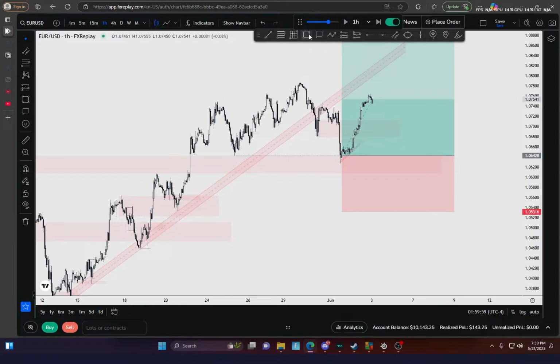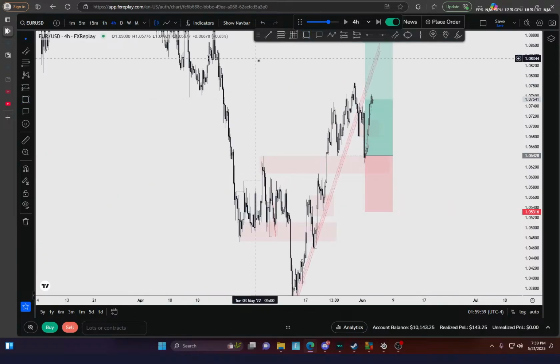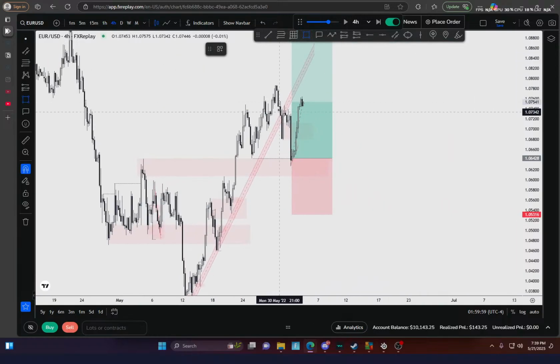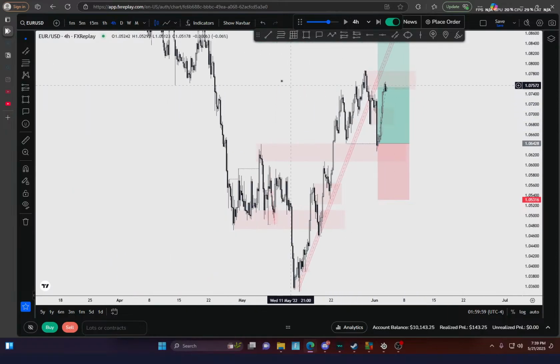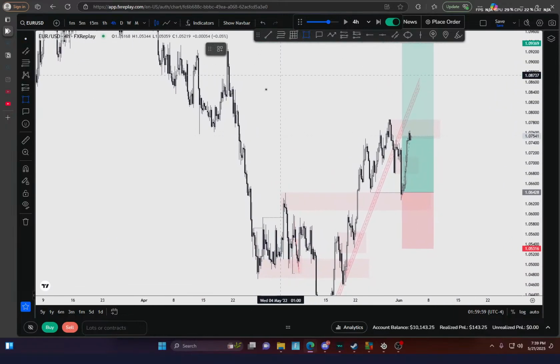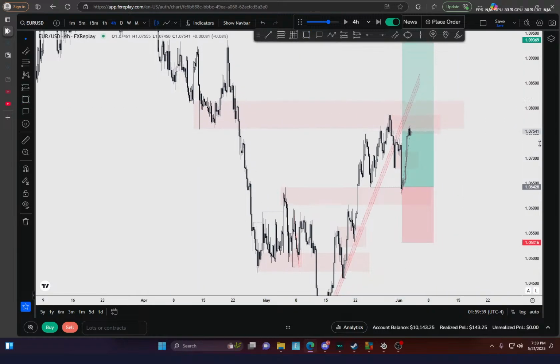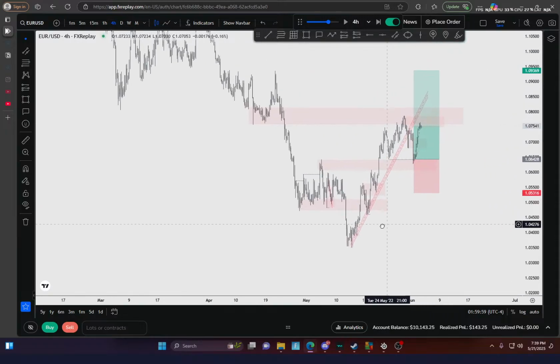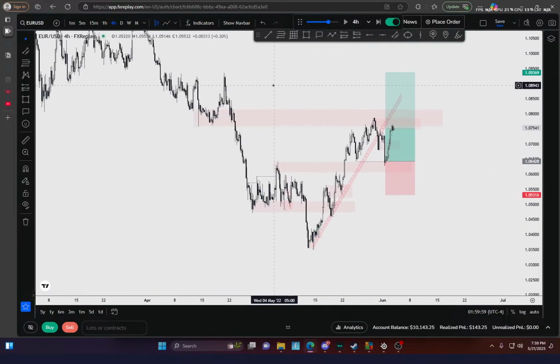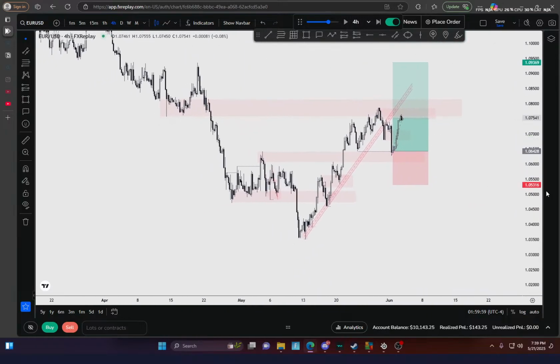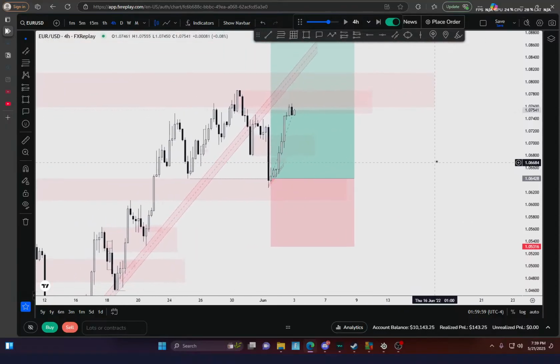Now, what are people looking at to enter? People are looking at entering from this 4-hour POI right here. Why? Because we had a break. We just came in, had a retest from this high. So we had a bigger structure. People are looking at entering right there.